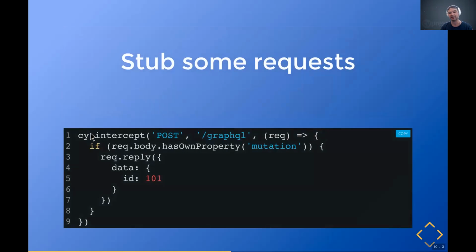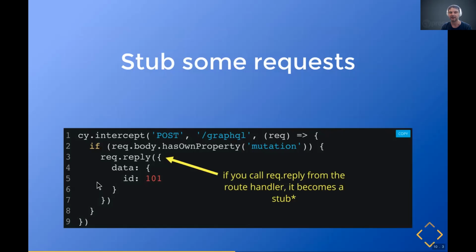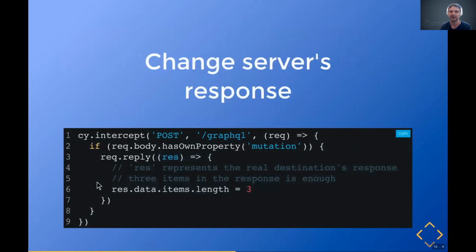You can say, hey, if you're mutating, just return this. And this is how you actually do this. You say req, the request object, right? That's the request coming from your application. You can say req.reply, and then Cypress will know that it's a stub, you just want to send it back. And again, this is dynamic, which is great. You can not just stub dynamically, or spy.